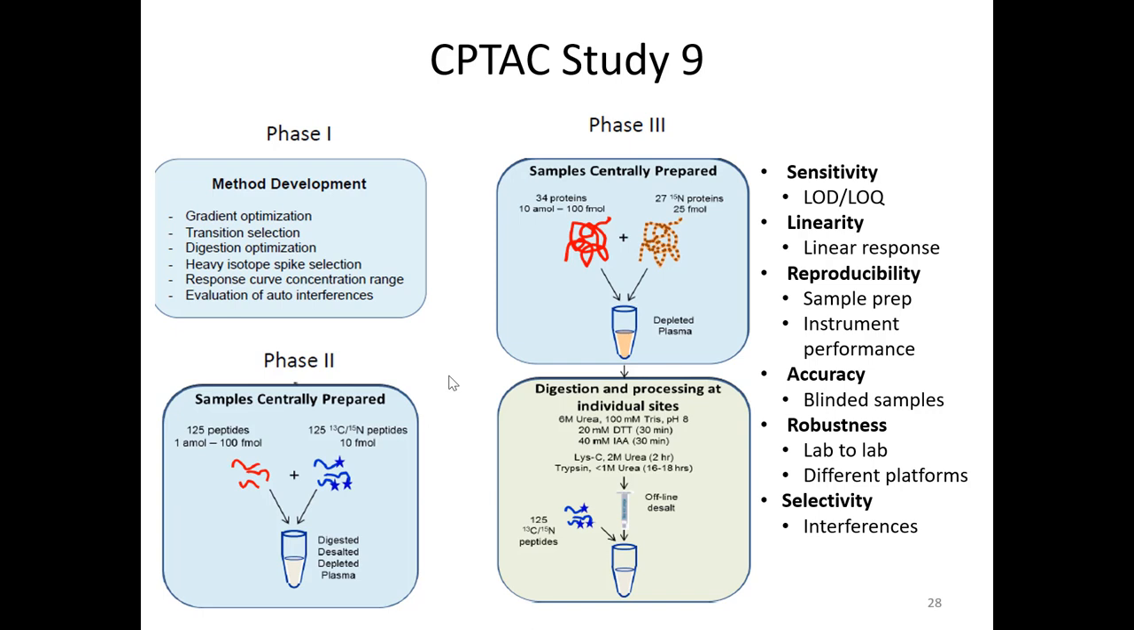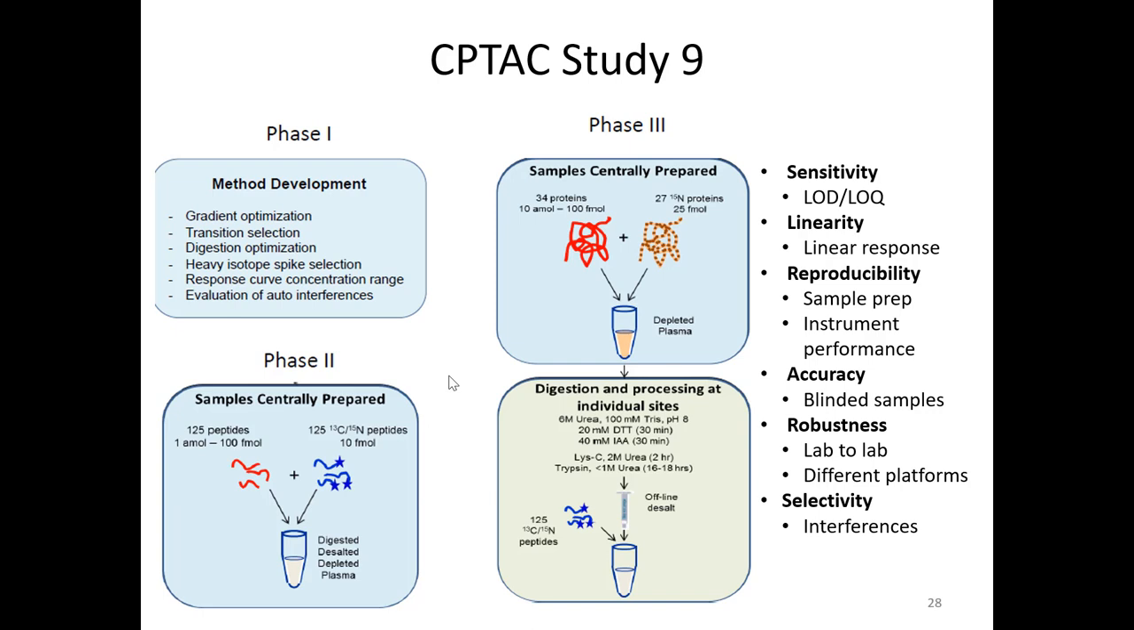So in this study, we did a lot of this method development at just a few sites and then rolled out phase 2 and phase 3 to a larger number of sites with a lot of different instruments to see how reproducible everything was. So we had 125 peptides that were being monitored that ranged in concentration from 1 attomole per microliter of sample to 100 femtomoles. These were spiked in along with the C13N15 tryptic version at 10 femtomole per microliter. So this was a fixed concentration.